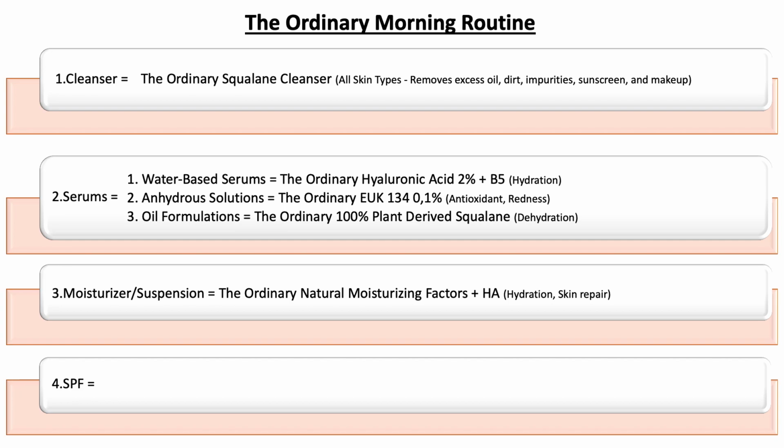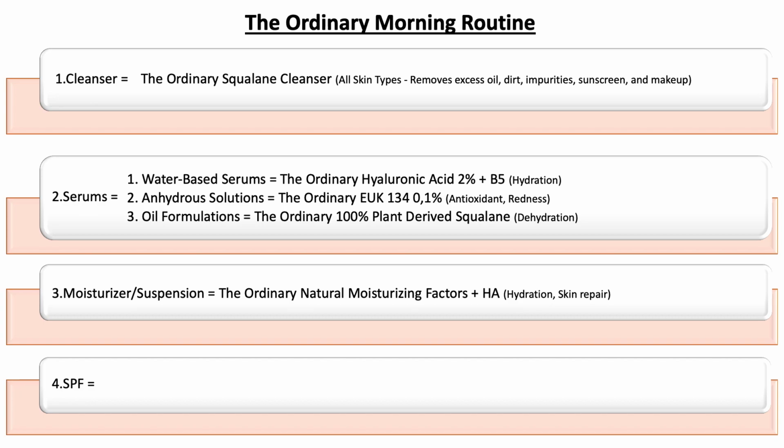So now I'm coming nearly to an end. I'm not going to add a suspension into this routine. I showed you what a suspension is. The Ordinary products will tell you based on the formulation if it's a suspension or not. If you want to use a suspension as well, you can use it before and after your moisturizer, or you can skip the moisturizer and replace it with the suspension.